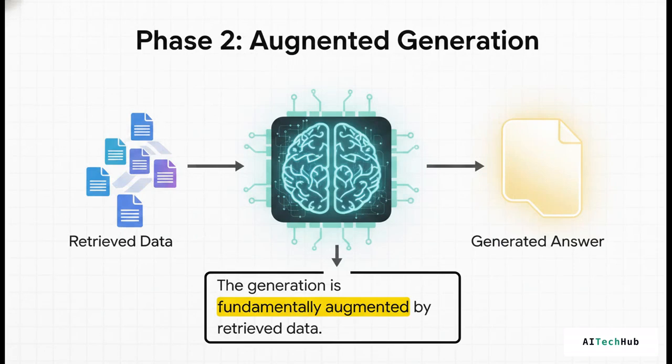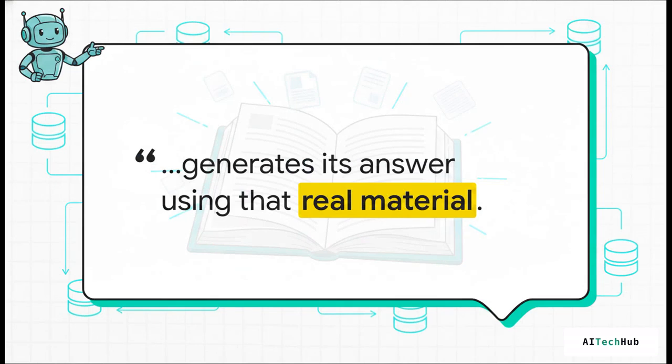All right, so once it pulls that fresh data, we shift into phase 2, which is augmented generation. The AI has done its research. So what happens next? Well, the generation part of the AI finally kicks in, but it is fundamentally augmented by the exact facts it just retrieved. In a really profound way, we are physically decoupling the knowledge storage from the AI's actual reasoning engine. As our source material perfectly highlights, the AI generates its answer using that real material.